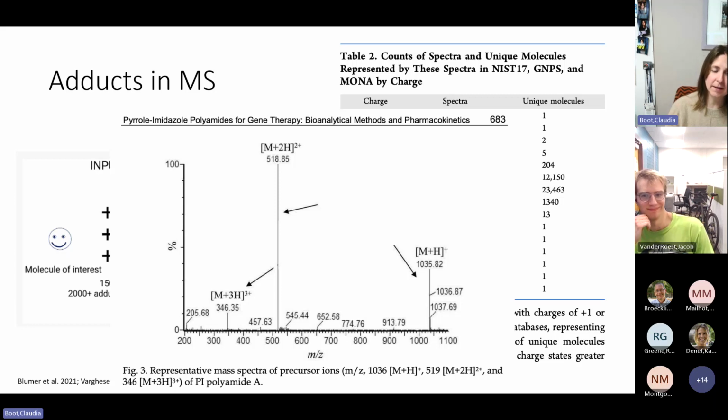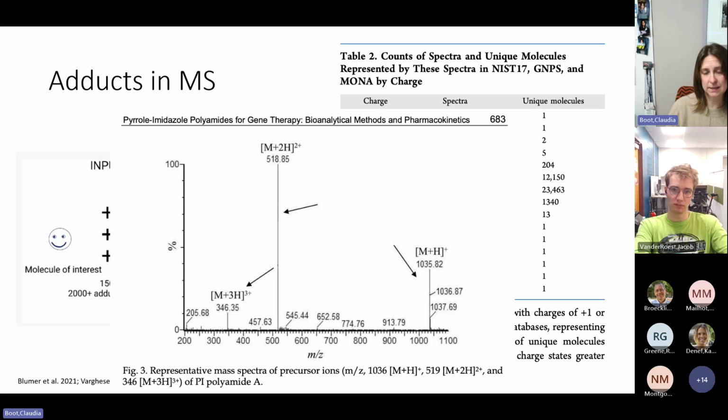And common adducts that are formed for LCMS at least are protonation, sodium adducts, potassium, ammonium in positive ion mode, and in negative ion mode you can lose protons or add potassium or sodium and lose 2 protons. And you can also have more than one charge.